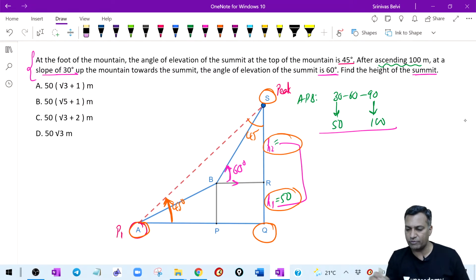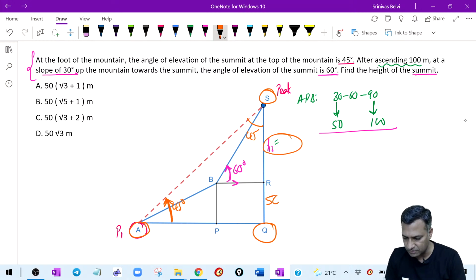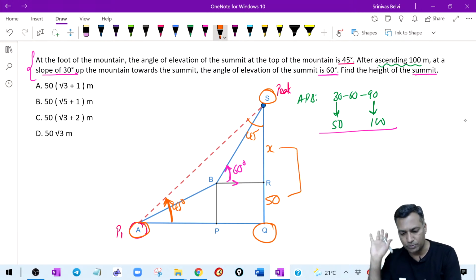Now I know the value of H1, so let me call this 50. By now this is 50, and let me simply call this particular distance X. X plus 50 is my answer. Let me put it to perspective as it is.